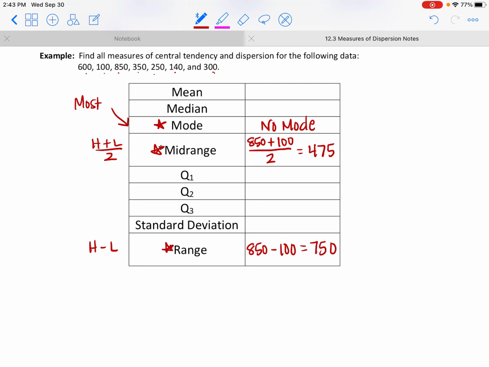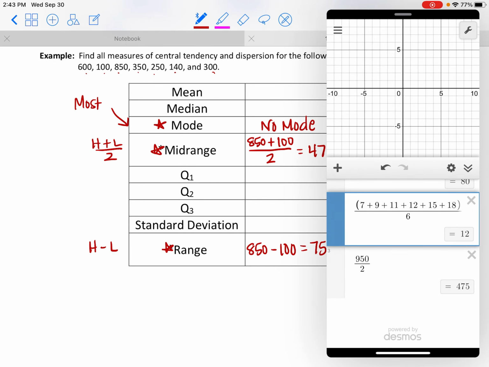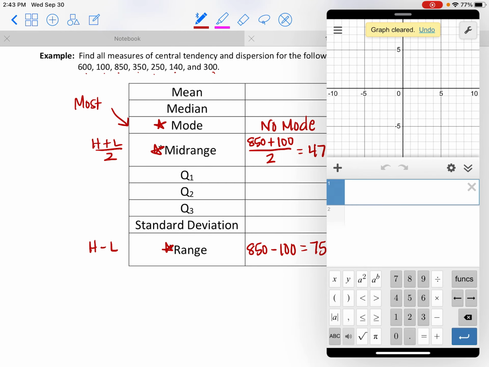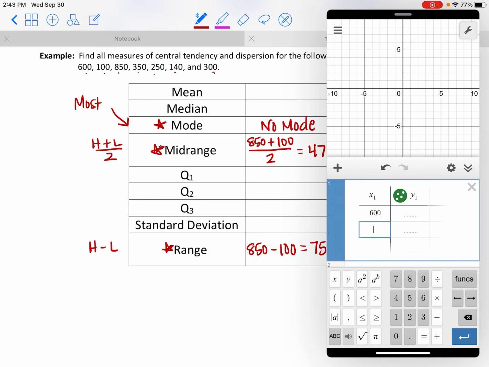Okay, the other ones, although some of them are still reasonably easy to calculate, we're going to let the calculator do. So we're going to hit the plus sign, make a table, and we're going to enter in our data. So 600, and then 100, and then 850, followed by 350, 250, 140, and lastly 300. Okay, so now I have my list in there.